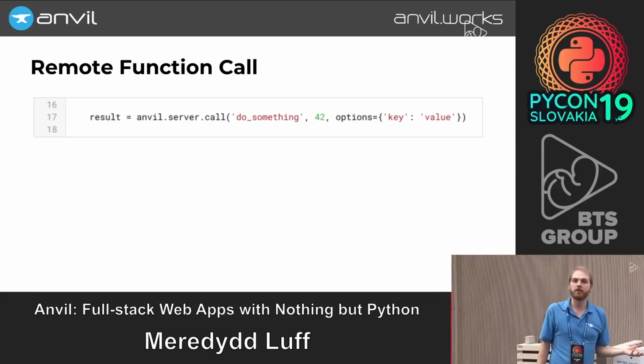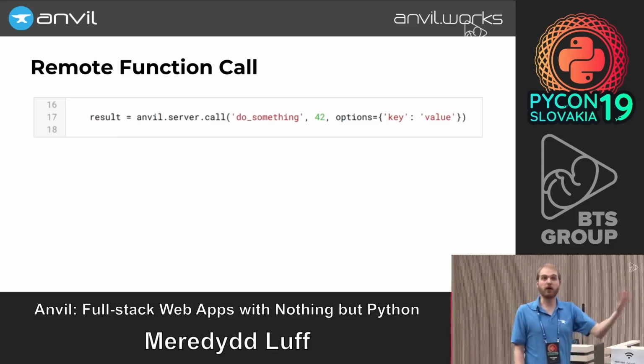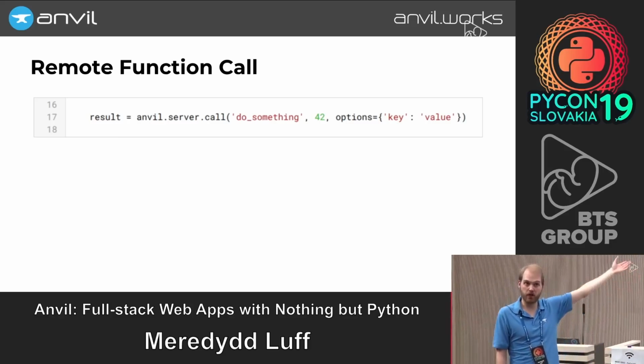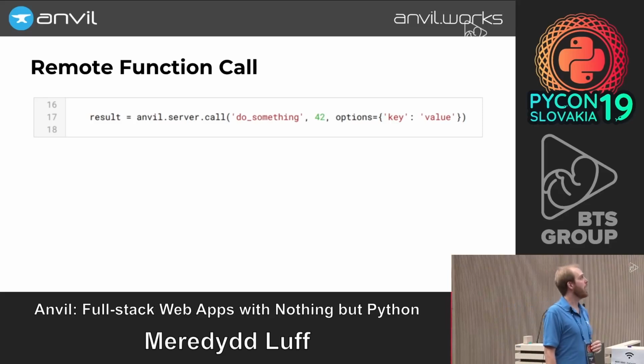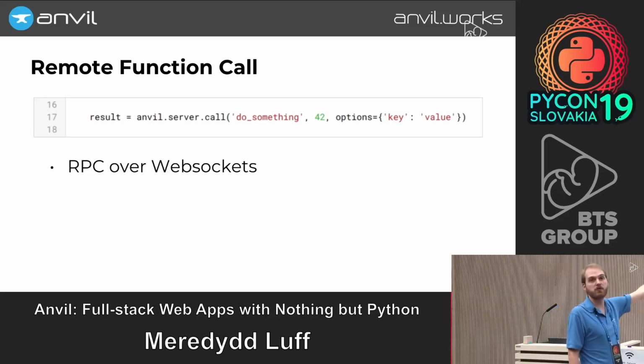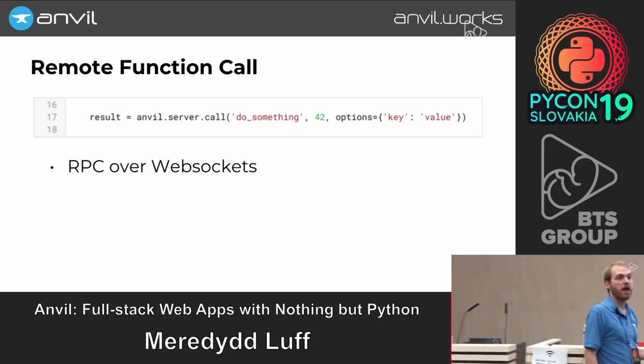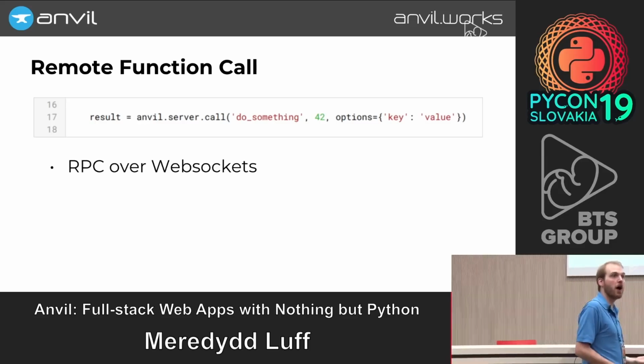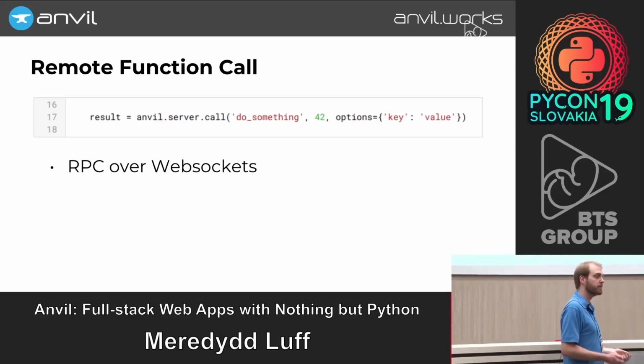And, well, how do we do that? It's blocking, so it uses suspensions, obviously, if you're in the browser. What we actually do is a remote procedure call over WebSockets, and we encode the arguments and the return values as JSON.